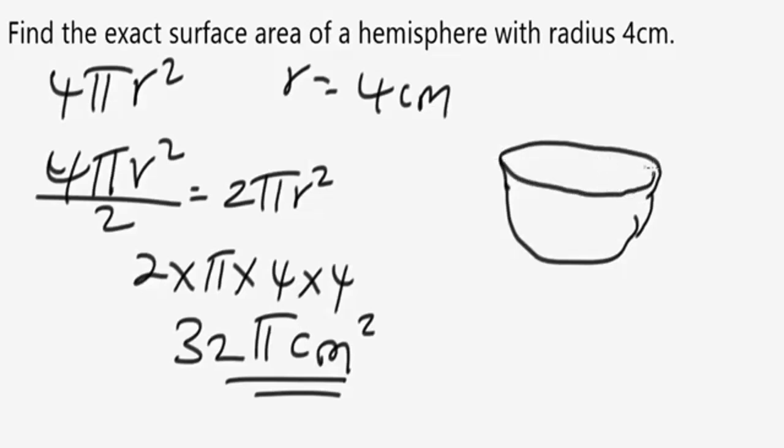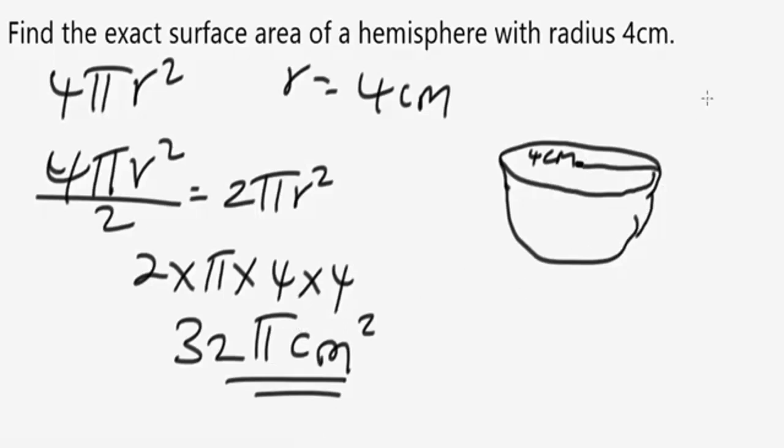Now we have our point here. This is where our radius is 4 cm. So this is the midpoint, and this is the radius. So this is typically how the shape will look.